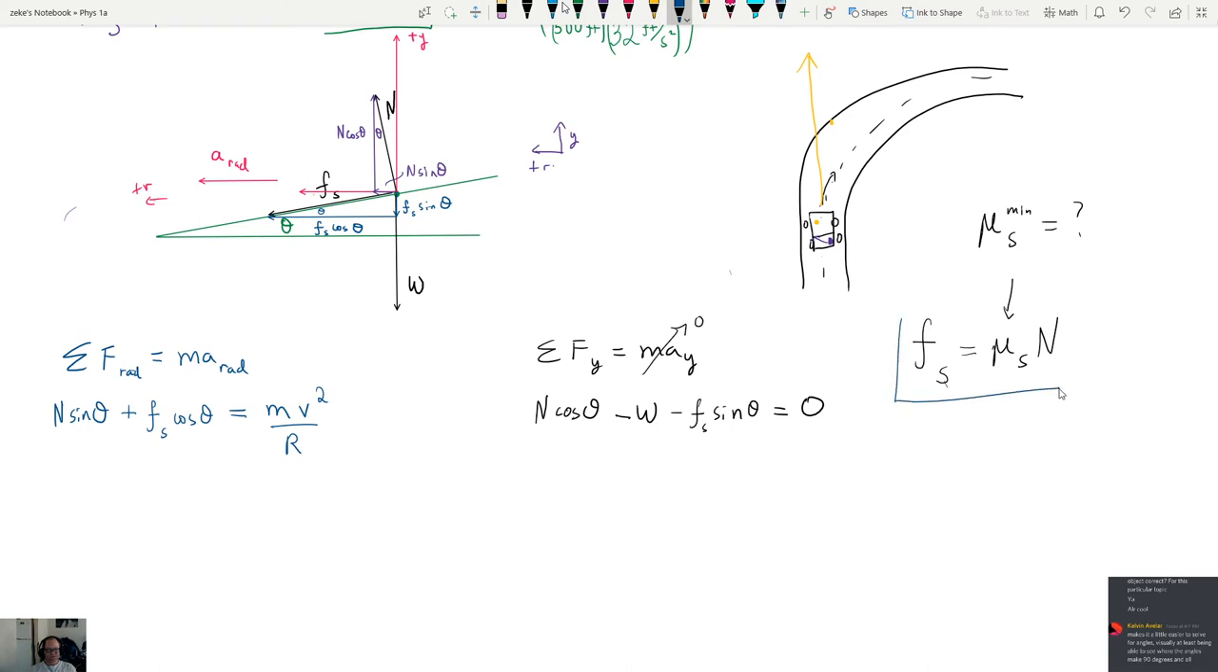We now want to apply this everywhere we can. In the right equation right here, I'm going to move the weight to the right-hand side, and I'll write N cos theta minus F_s, which is mu_s times N, times sine theta. All this is going to be equal to the weight, which is equal to mg. Do the same thing over here. So we'll have N sine theta plus F_s, which is mu_s times N times cos theta, is equal to m v squared divided by r. Okay, so two pretty similar equations. In both cases, we can factor out the normal force.